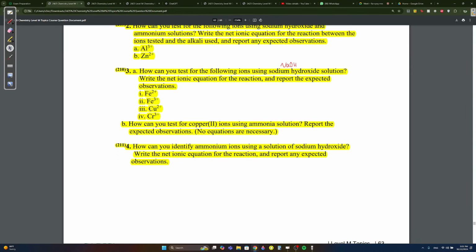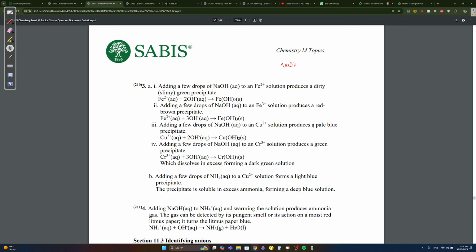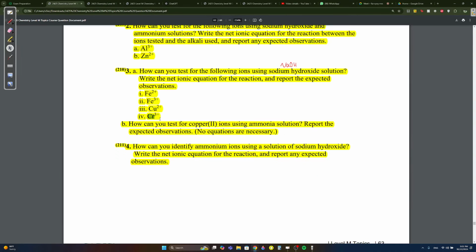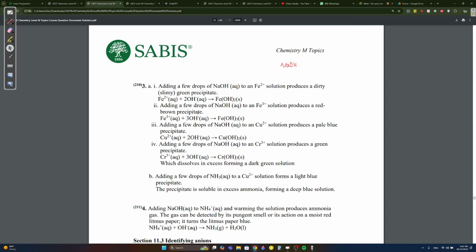How about Cu2+? It will give you a pale blue precipitate. And for chromium, it will give you a green precipitate. But how can you distinguish between Fe and Cr? Cr dissolves in excess NaOH, but Fe2+ does not.